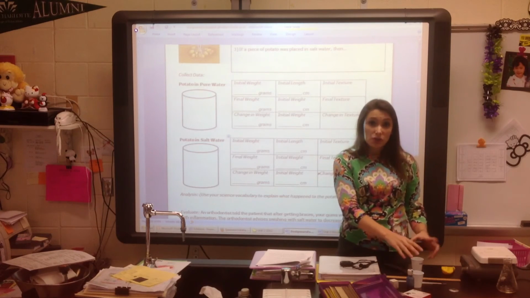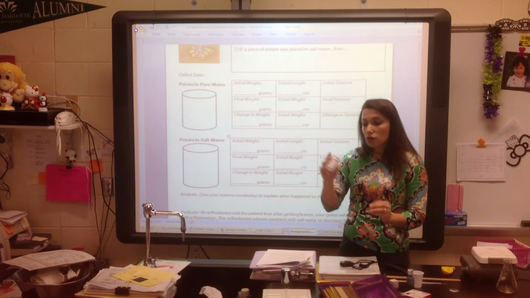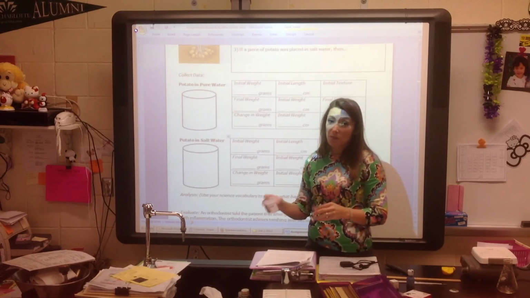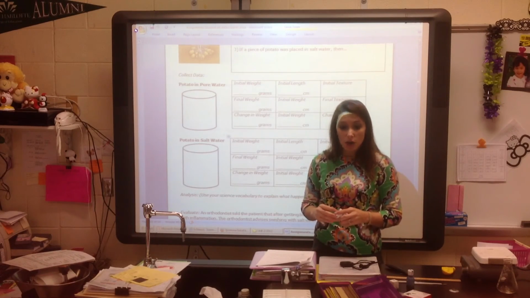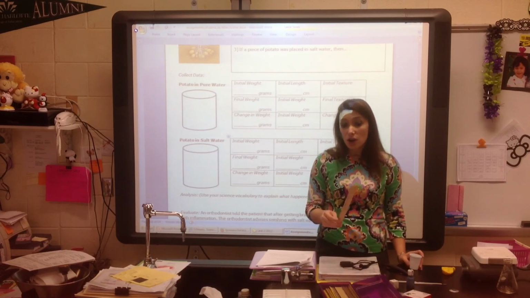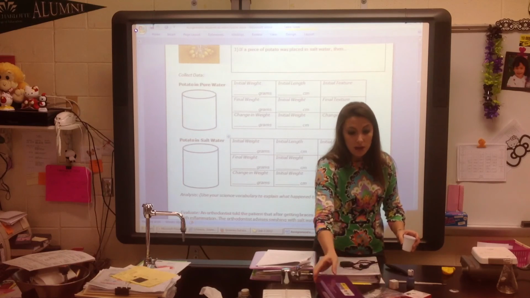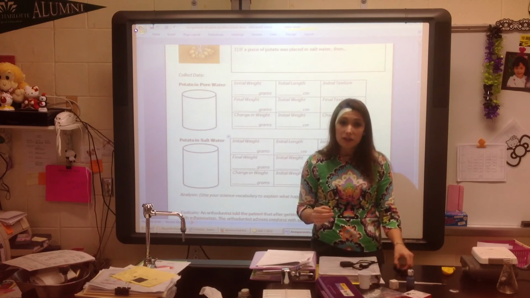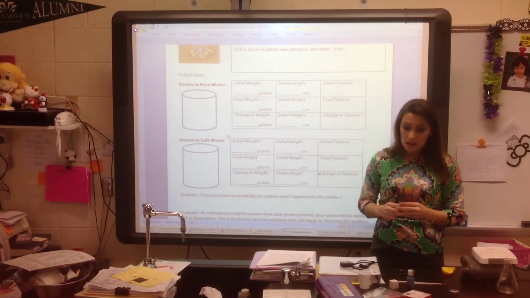After you're done measuring and weighing the piece of potato, you can rinse out the cups and just throw them in the trash. The piece of potato will go in the trash as well. And the rulers and the scales need to go back on the cart. So please make sure that you get completely cleaned up before the end of today. And that's the end of today's video.